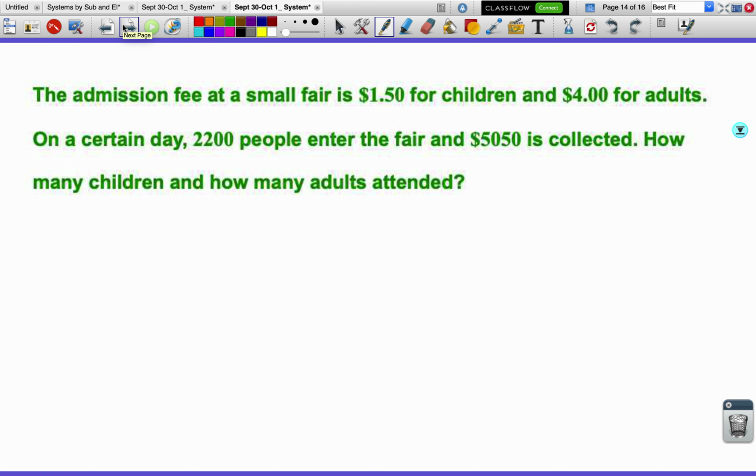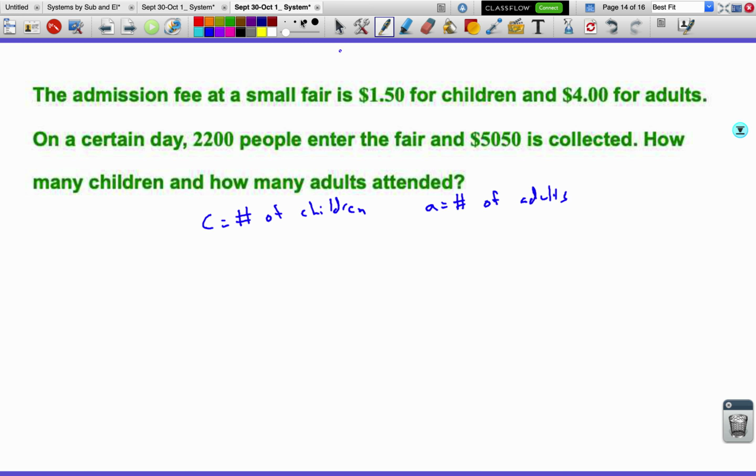All right, another word problem. The admission fee at a small fair is $1.50 for children and $4 for adults. On a certain day, 2,200 people enter the fair and $5,050 is collected. How many children and how many adults entered? All right, so we need to define some variables. We'll say C equals number of children and A equals number of adults.